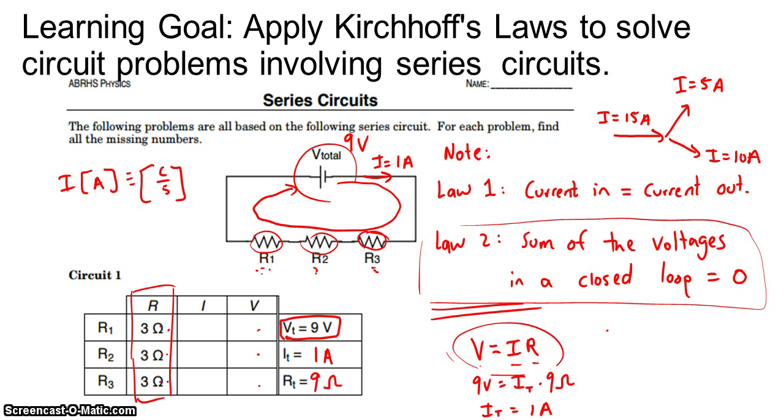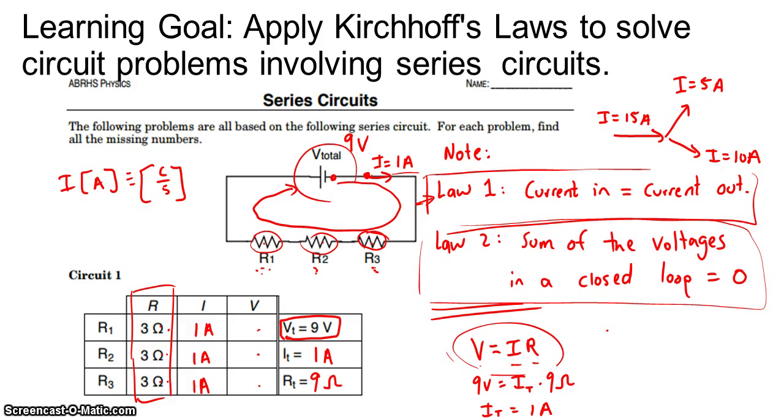So the same number of coulombs per second that pass a point coming out of the battery has to pass through this first resistor, the second one, and the third resistor. So these are all going to be 1 amp, 1 amp, 1 amp. We didn't need to apply the first law because there was only one path to take. When we look at parallel circuits, that's when our first law is really going to come in handy.